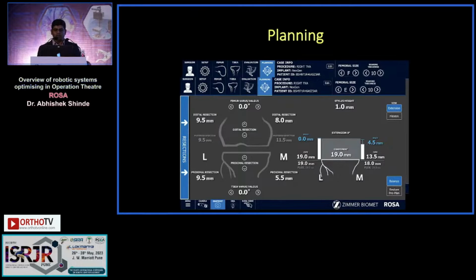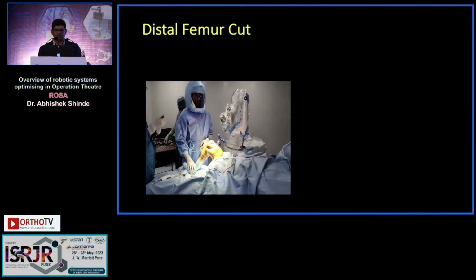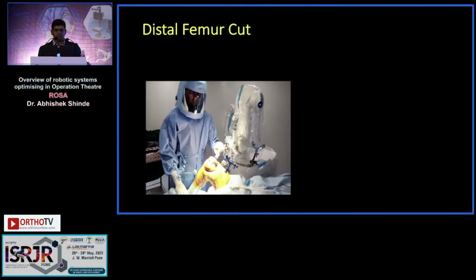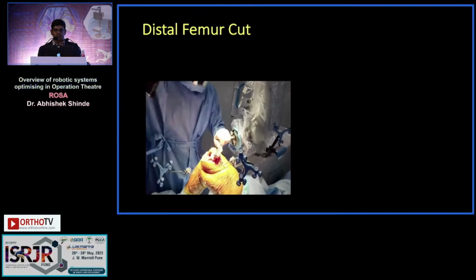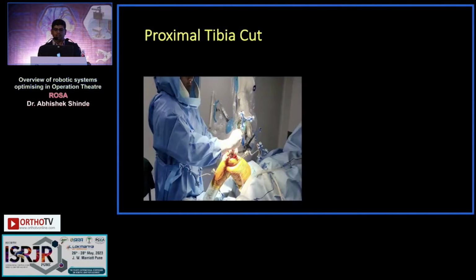You have to balance on the lateral side, preferably 19 mm both in flexion and extension. Once that is done, you can do the distal femoral cut. The distal femoral jig will come and sit, first in automatic and then collaborative mode. Once you are happy with the live cuts values, you can take the cuts and then you can revalidate it.